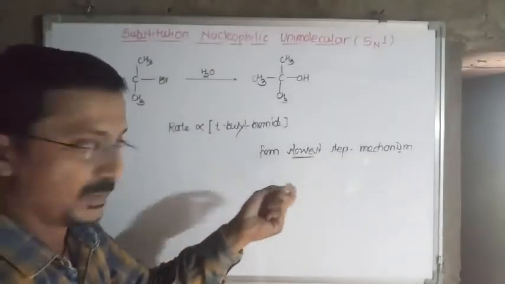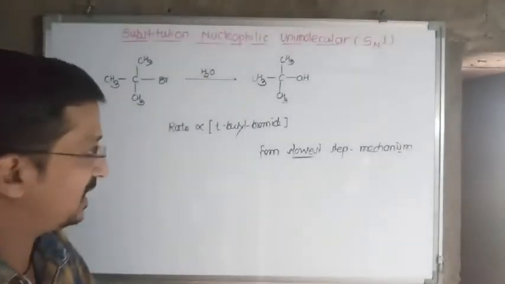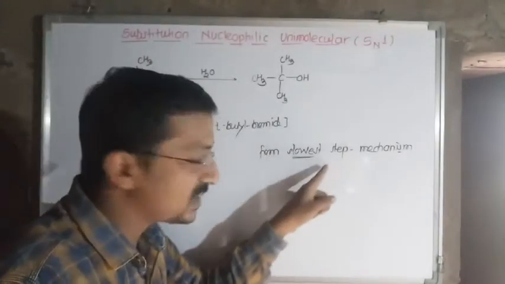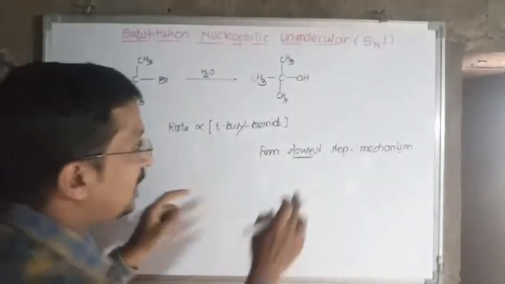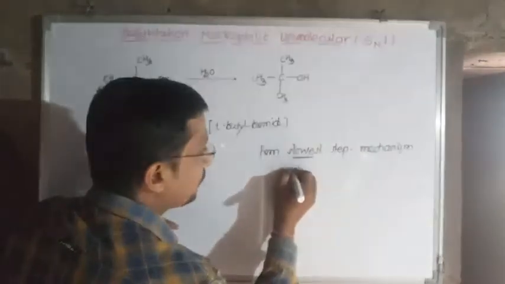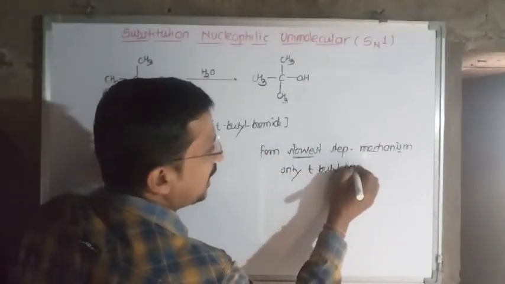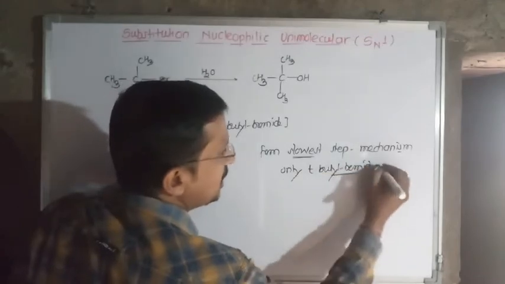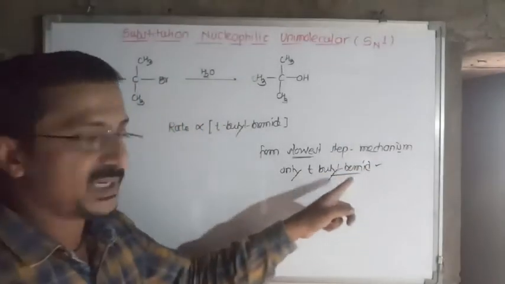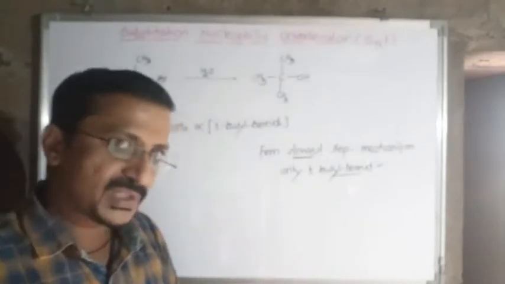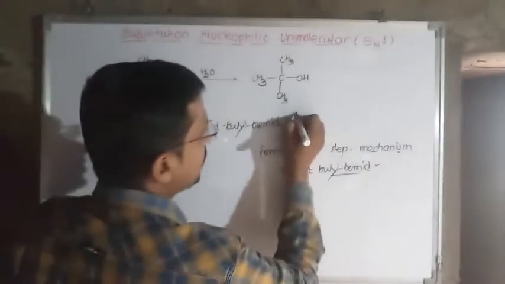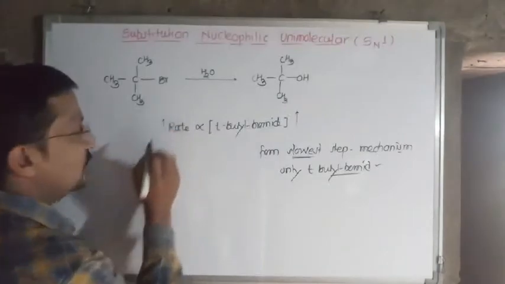So slowest step means, in short, as the rate law is determined from the slowest step, we can say that in that slowest step only tertiary butyl bromide participates. As only tertiary butyl bromide participates in the slowest step, therefore the overall rate of the reaction is proportional to the concentration of tertiary butyl bromide. It means if you increase the concentration of tertiary butyl bromide, the rate of the reaction also increases.